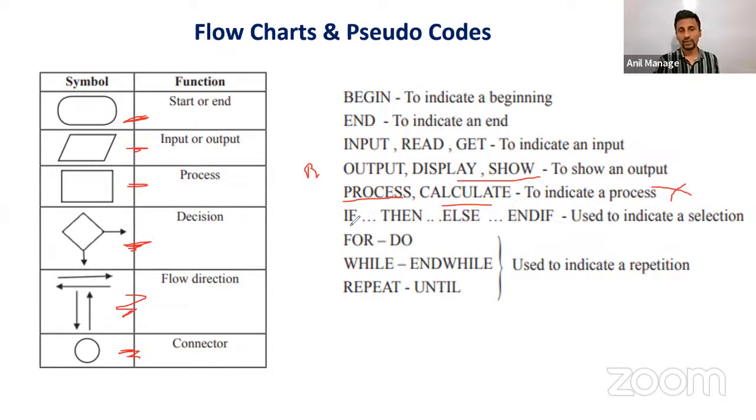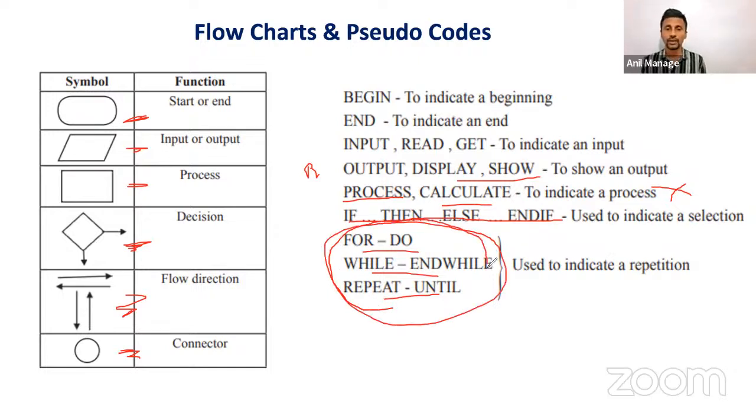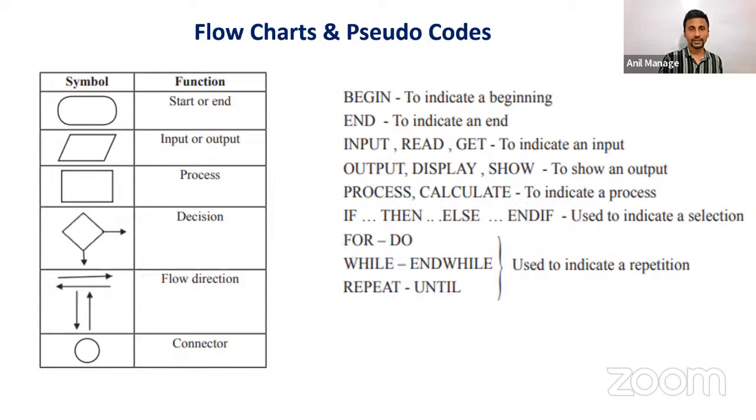Then selection, if you are showing a selection, if then else end if is there. If then else end if, I will see how we are going to use them for different questions. Then when you are using repetition, the third control structure which I discussed, you have for, while, repeat until. So most of the students are having problem with this part, how we are going to find out whether there's a repetition? That is the problem most of the students have, right? Okay, we'll go to the next slide.